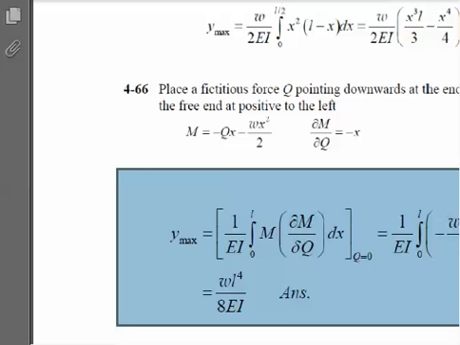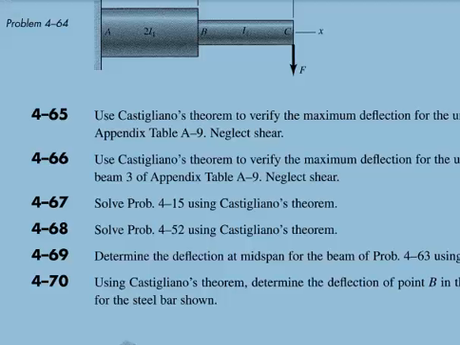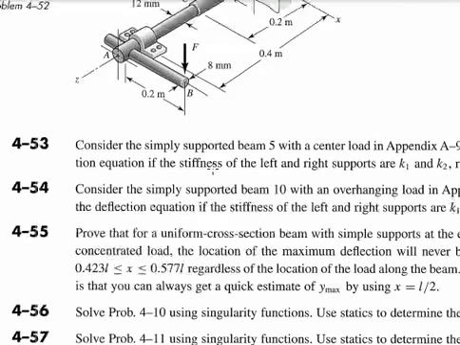Let's see, how did that compare with the solution from the back of the book? WL to the fourth over 8 EI, but a sign change. So we match the back of the book, and that's problem number 2 from the homework, problem 66. Now looking at problem statement 68. 68 sends us to another problem that says solve problem 4-52 using Castigliano's theorem. So let's go find problem 52.